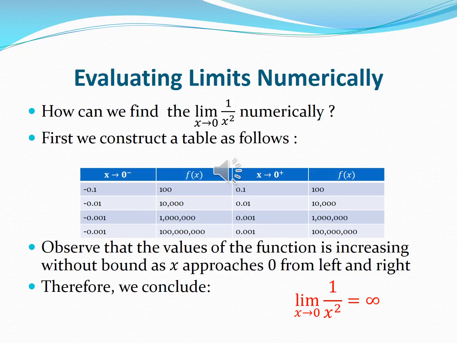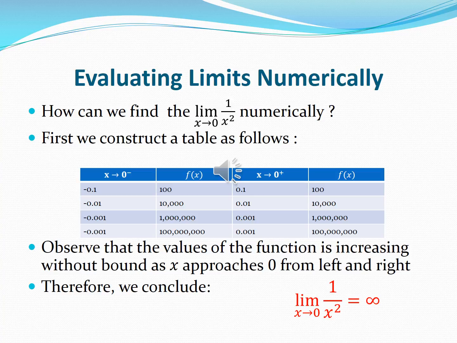Again, in this example, they ask you to find the limit of 1 over x squared as x gets closer to 0, or x approaches 0. Again, we construct a table that consists of four different columns. So column number 1, we consider values that are closer to 0 from the left but not quite at 0. And then on the third column we consider values that are closer to 0 from the right but not quite at 0.